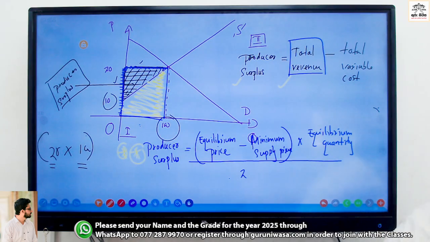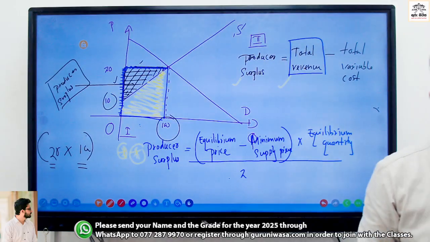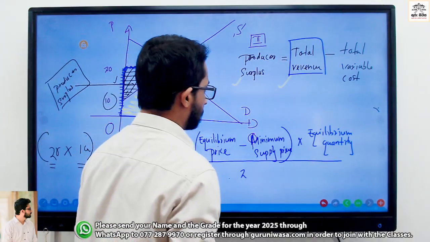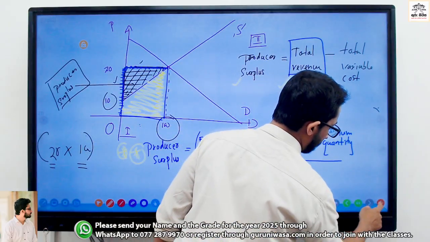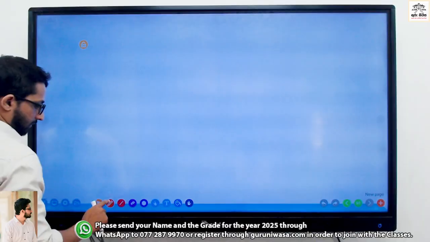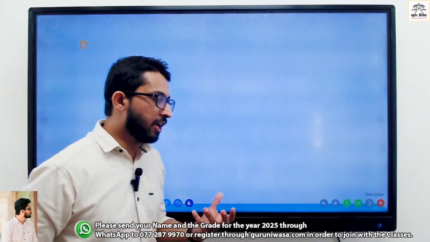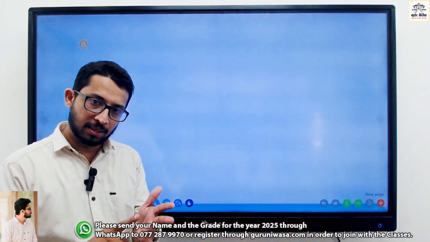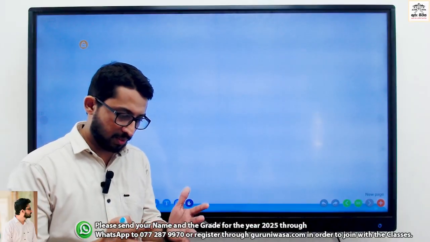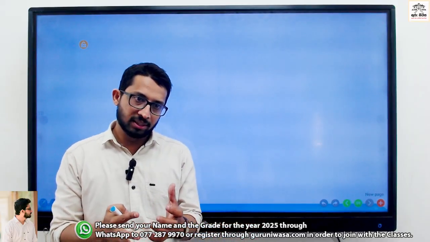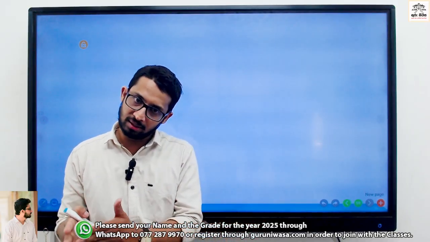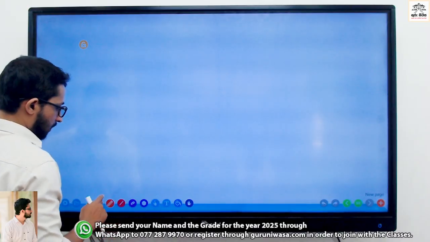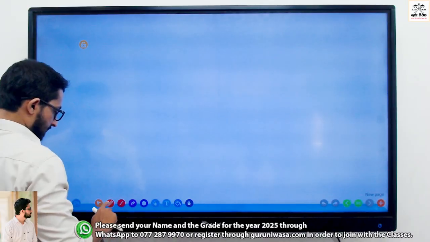Right. Last one: total surplus, or economic surplus. Look at the next topic, children. Economic surplus means the benefit of both consumers and producers. This means consumer surplus plus producer surplus. Economic surplus means the total benefit gained by consumers and producers in the market.